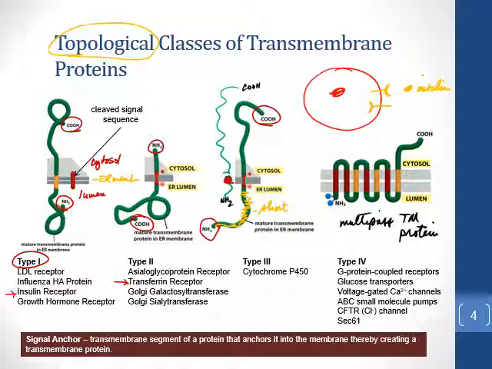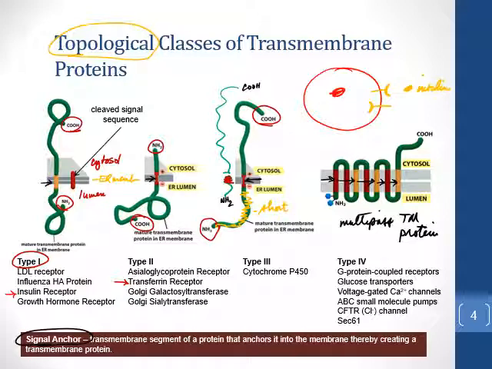Okay? A signal anchor is the transmembrane segment of a protein that anchors it to the membrane. So all these segments right here that span the membrane are called signal anchors, all of these, because they're anchoring the protein in the membrane. So it's a transmembrane domain that spans the membrane. Now, the topology and the naming of these transmembrane domains is based on the way the protein is oriented in the ER. But as we're going to see on the next slide, this can get a little bit confusing because the way it's oriented in the ER is not necessarily what you might think when you consider the way it's oriented at the plasma membrane.